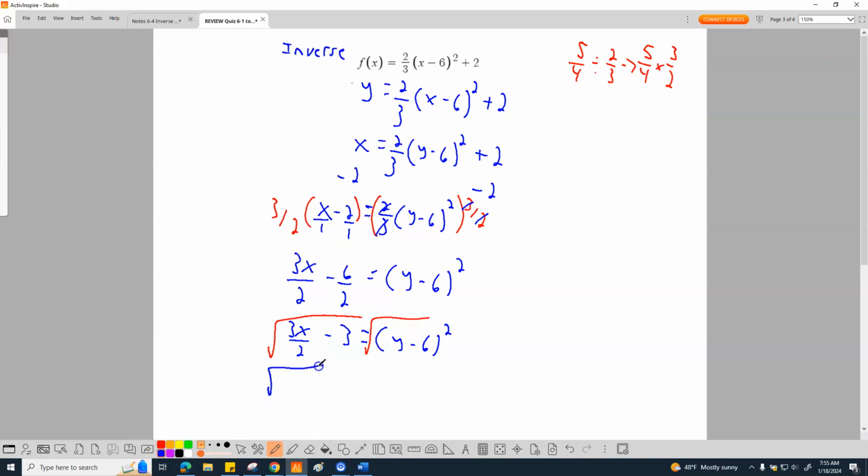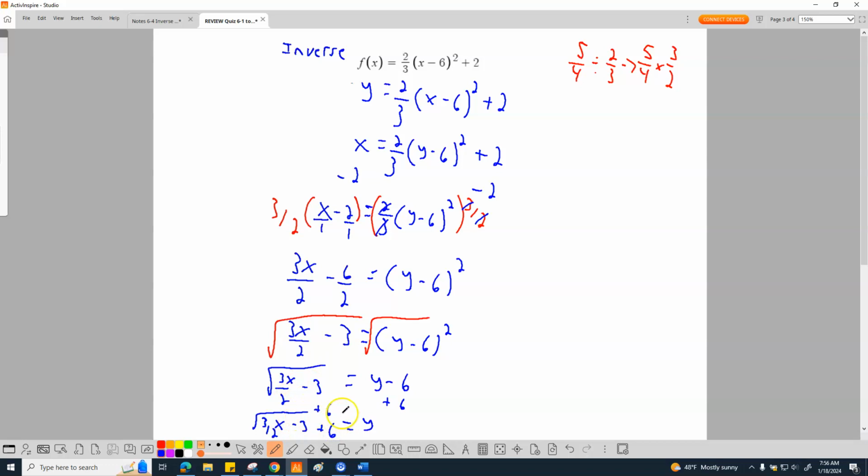You have the square root of 3x over 2 minus 3 equals, and then this square root cancels that square out. You're left with y minus 6. And then you add 6 on both sides, and you end up with y equals square root of 3 over 2 x minus 3 plus 6. That ends up being your entire answer right there.